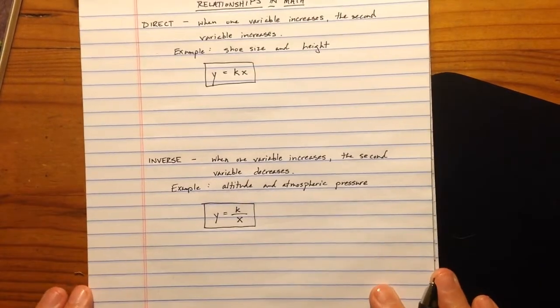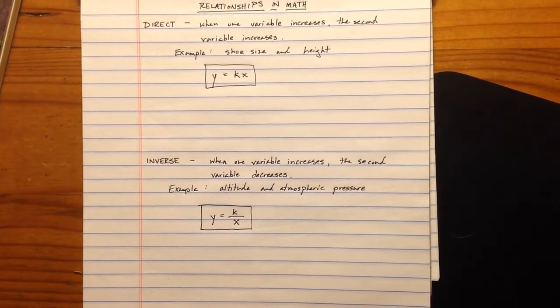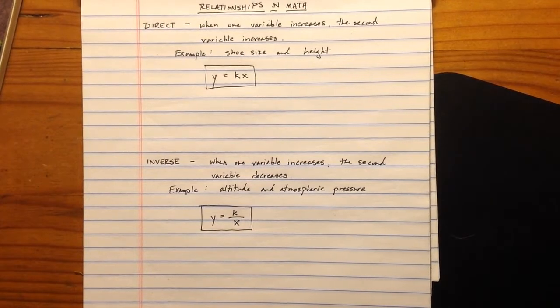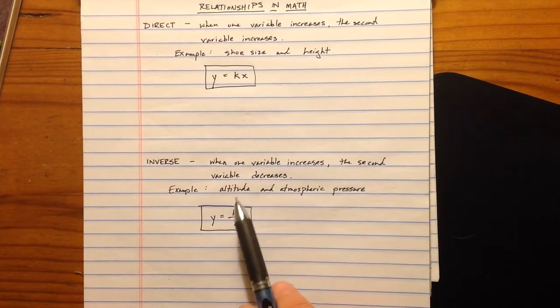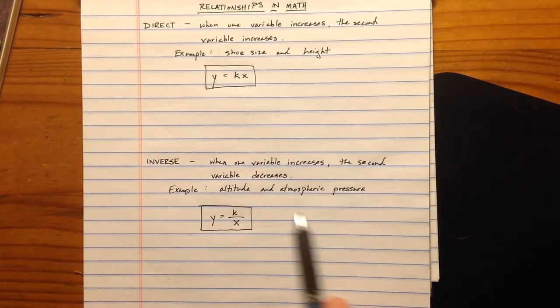Second type of relationship is an inverse relationship. Inverse means when one variable increases, the second variable decreases. They do opposite things. An example of this would be altitude and atmospheric pressure. The higher you are off the earth, the smaller the atmospheric pressure is, which means when you're up in high altitudes, it makes it very difficult to breathe because of that. As altitude increases, the atmospheric pressure decreases.